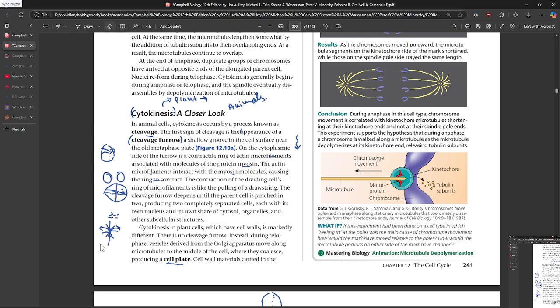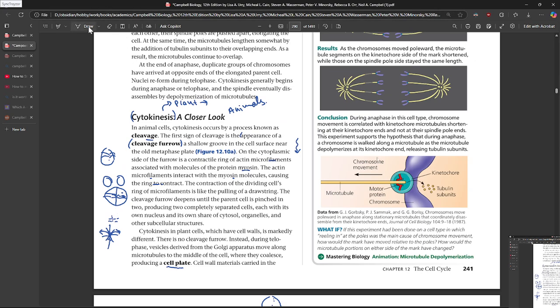Or rather, this is a bit too wide. So you have just this one and just this one, and there's a gap in between, right? So it's pinched into, that's kind of the wording you want to use, making two separate cells, each with all sorts of stuff.